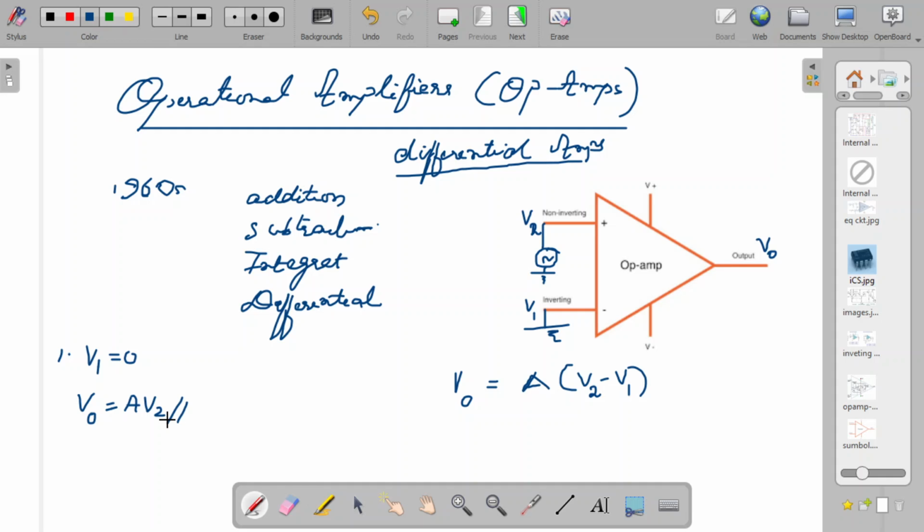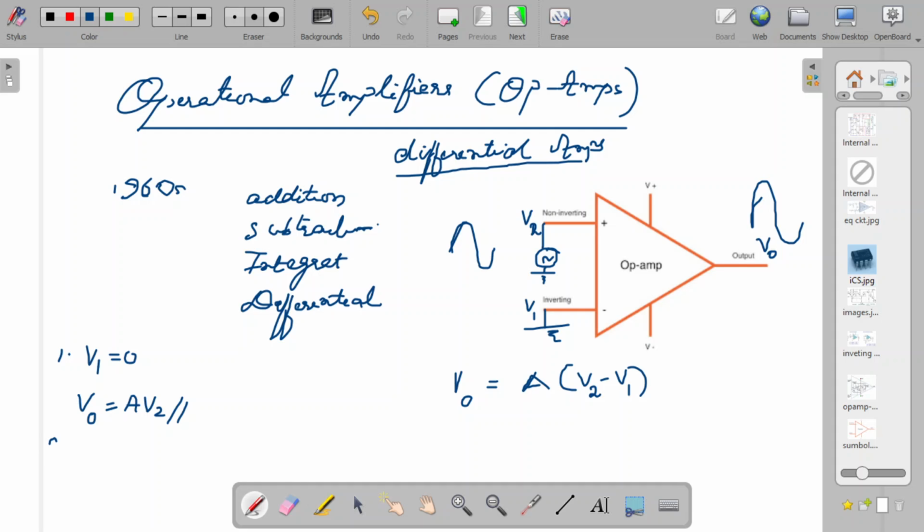So that means when you give input at the non-inverting terminal, but nothing at the inverting terminal, or when you give a signal at the non-inverting terminal, I can say that the output will be of the same polarity. So whatever is V2, that you will get as the output. So if my signal is like this, I'll get the output also amplified, but in the same phase as that of the input.